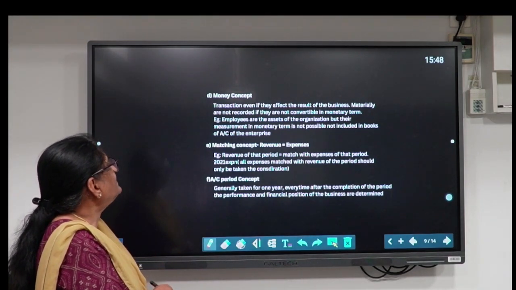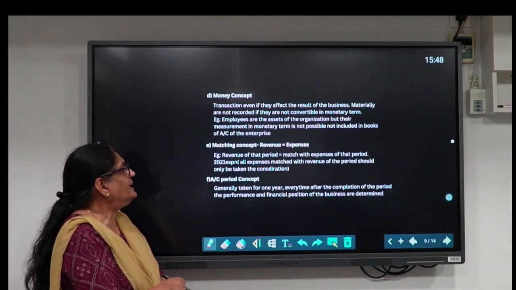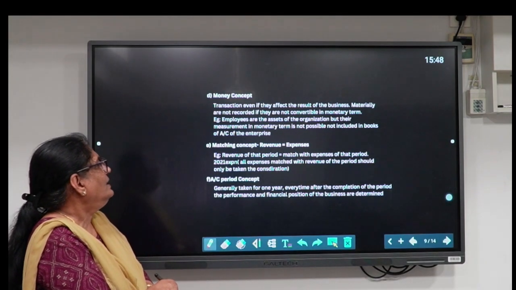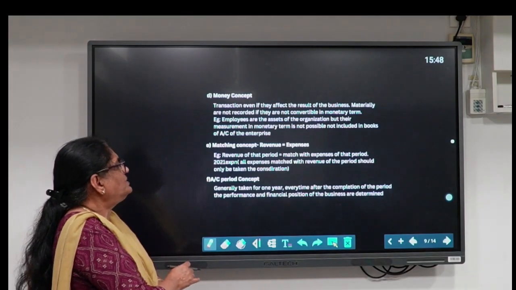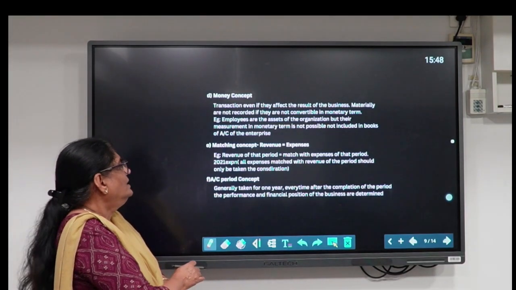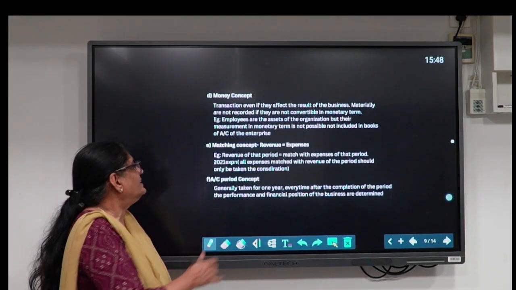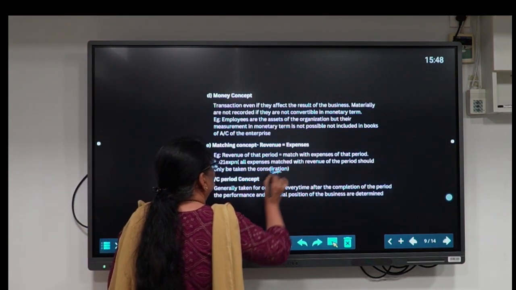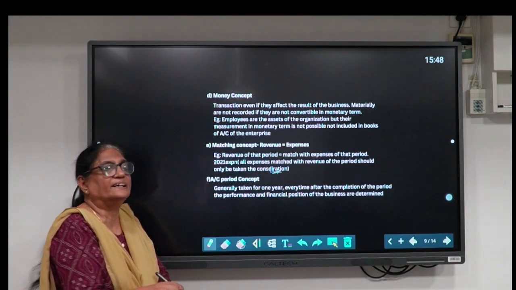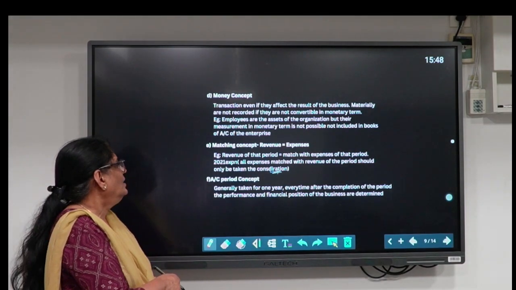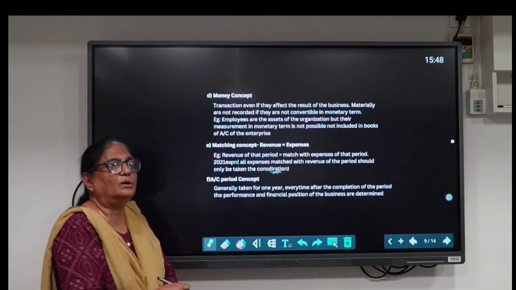Now next is the matching concept: revenue and expenses. Expenses of that period should be matched with the revenue of that period. All expenses that match with the revenue of the period should only be taken into consideration. The spelling of consideration: C-O-N-S-I-D-E-R-A-T-I-O-N.